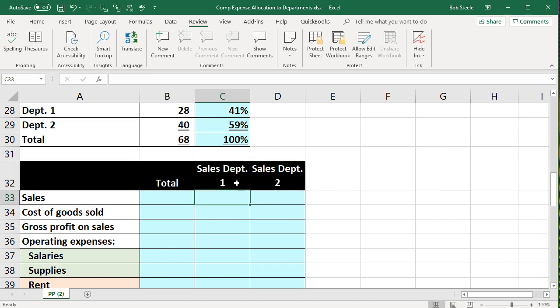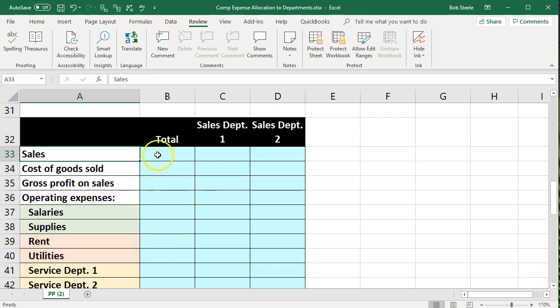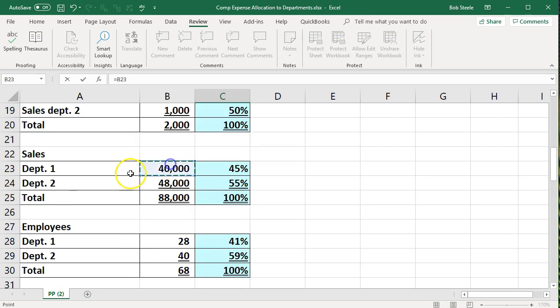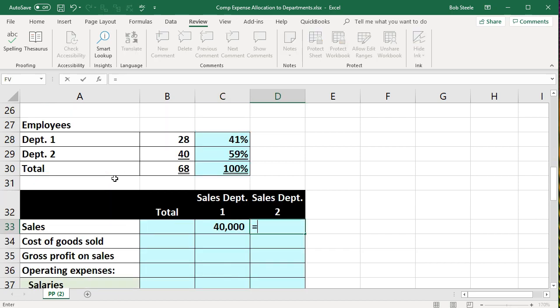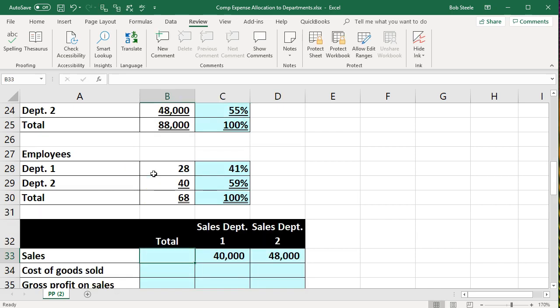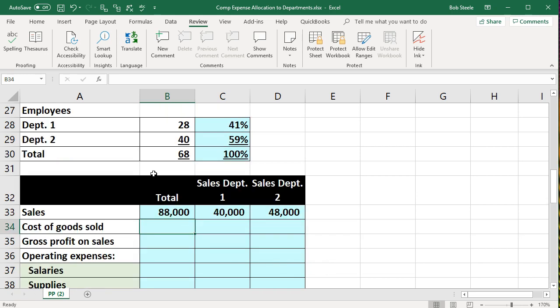So we're going to say our service department income statements, and this is going to start off with sales. We got the total on the inner column. So sales is going to be up top, of course. We calculated it here in our calculations. So I'm going to pick up the 40,000. Sales for department 2 equals the 48,000. And then, of course, if we sum that up, we get the 88,000.